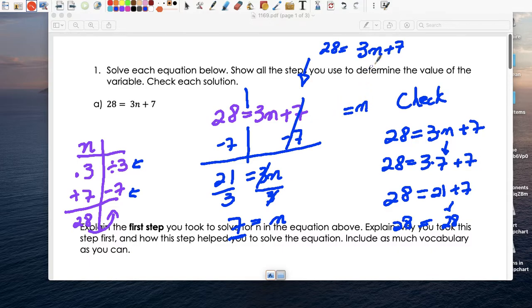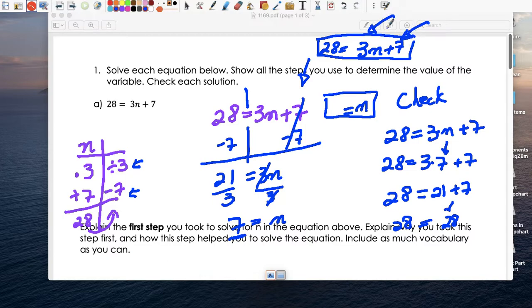In order for this right side to look like that, there are a couple of things that I need to get rid of. One of them is this constant, 7, and then the coefficient of 3. So the first thing I did was to remove the constant. And how do we do that? By using the inverse operation of plus 7, which is minus 7. That eliminates our 7, leaving us with 3n, which is what we have over here.